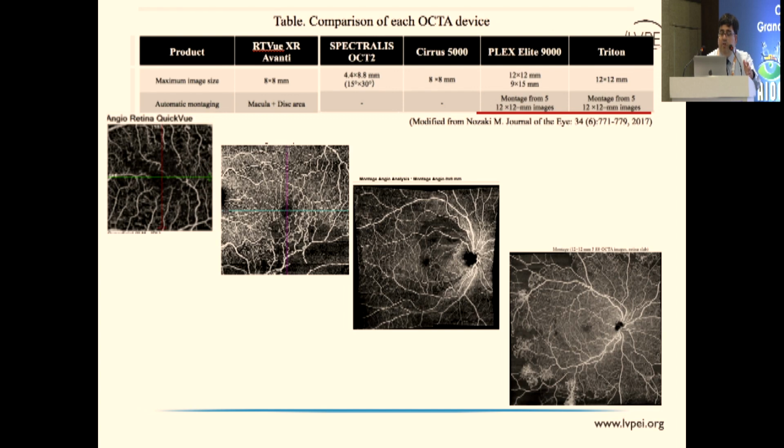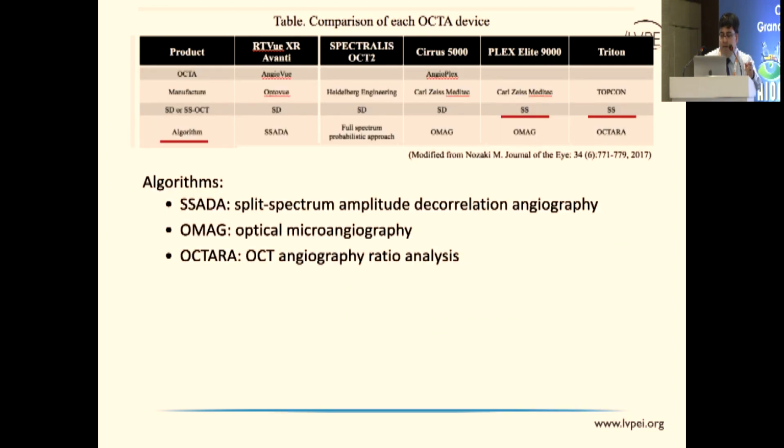Cirrus also gives you the advantage of montaging this 8 by 8 scan. So this is a montage of a Cirrus 8 by 8. And coming on to Plex Elite, which gives you a 12 by 12 scan, which you can further montage to give you an almost beyond-equator kind of OCT angiography image. So this is how you can differentiate between the 4 machines: in terms of their artifacts, their resolution, and the area that they allow you to scan.